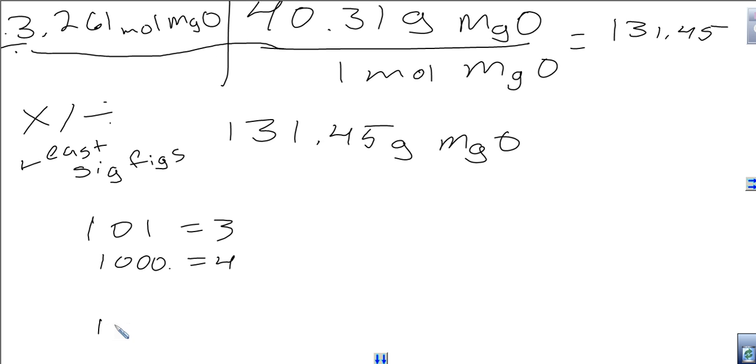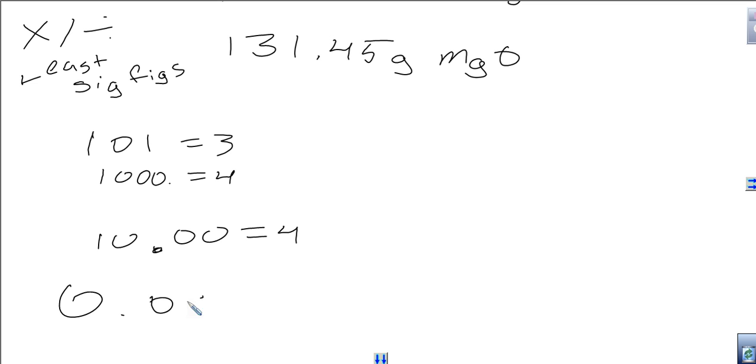If I have 10.00, again, still 4 sig figs right there. Now, if I have something like 0.003800, I only have 4 sig figs because these are the only guys that count. These guys up here don't count. Those are leading zeros. They don't count. All right. So going back to this, how many sig figs?